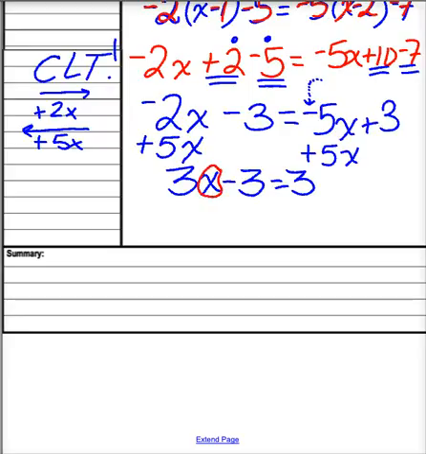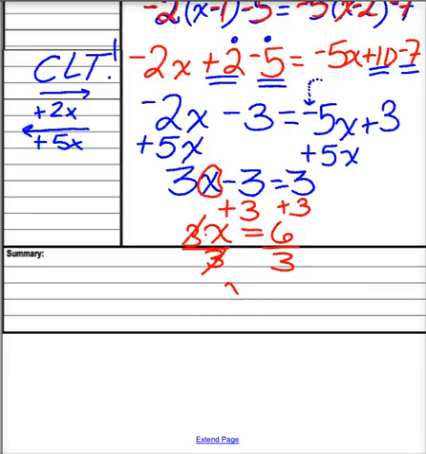I'll get rid of them by doing the opposite operation. Opposite of subtracting 3 is to add 3. I get 3x is equal to 6. Opposite of multiplying by 3, because that's what this is, is to divide by 3. So when I'm all done and it looks like number vomit up there, I get x is equal to 2.